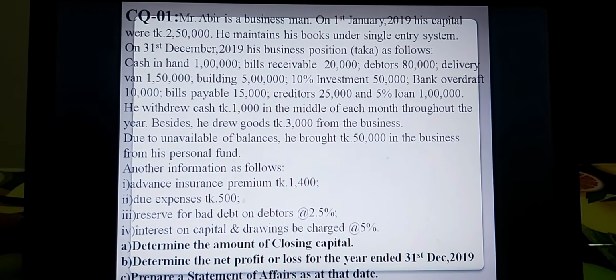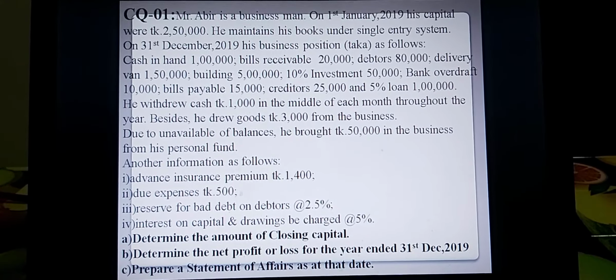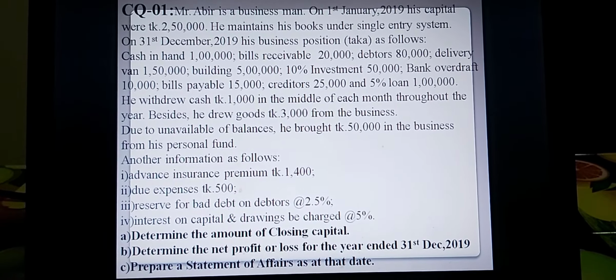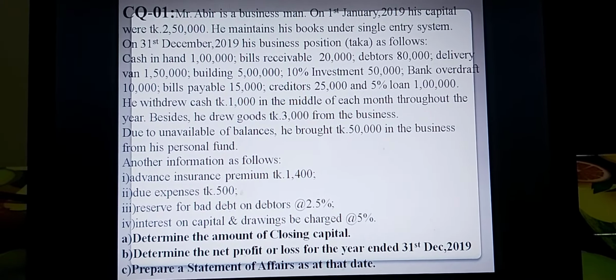From this system, for creative question, the requirements are: requirement A, determine the amount of closing capital, that is ending capital of this business, Mr. Abir. Requirement B. Determine the net profit or loss for the year ended 31st December 2019. Requirement C. Prepare a statement of affairs as at that date.